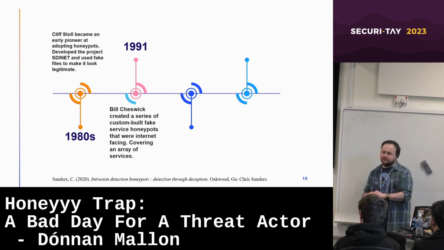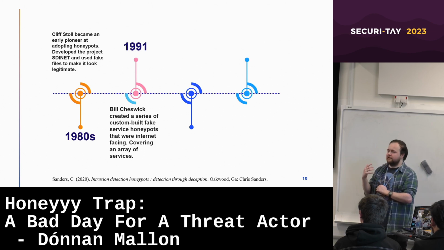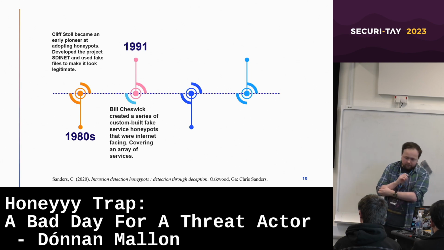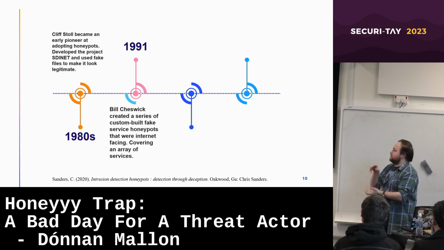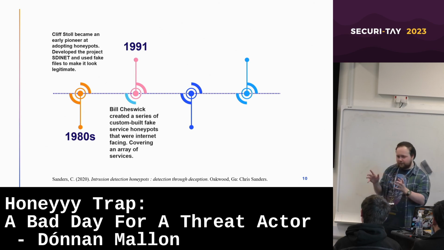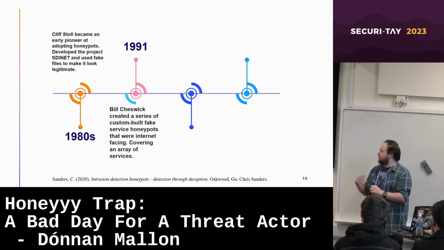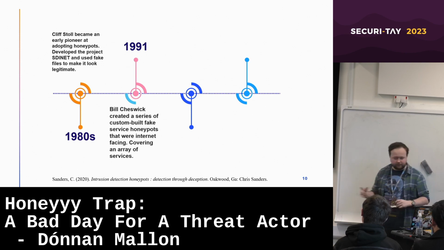early 90s. Bill Cheswick created a series of custom-built fake honeypot services that carried an array of services like HTTP, SSH, and so on. He was able to mimic certain notable bugs within SMTP, which allowed him to lure the attacker in, based on their behavior, into a prison cell type environment. From there, Bill was able to learn exactly what the attacker was doing vulnerability-wise. He could see that the attacker was targeting certain vulnerabilities, and this is the aspect where the honeypot served not only as an IDS, but also for more research, which I'll go into a bit more later.